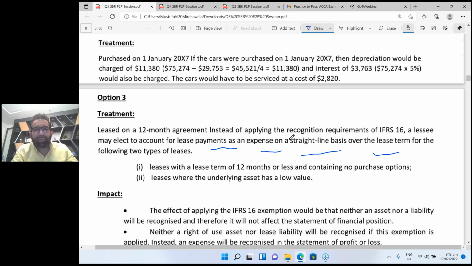These two are the options: leases with a lease term of 12 months or less and containing no purchase options, and number two, low value assets. Remember, you can also get exemption on low value assets. As in the question, we are not doing anything. In the question, the examiner has asked you to apply the exemption in this option 3, so you did apply the exemption. Okay, now impact.